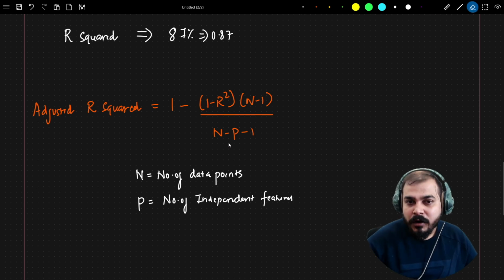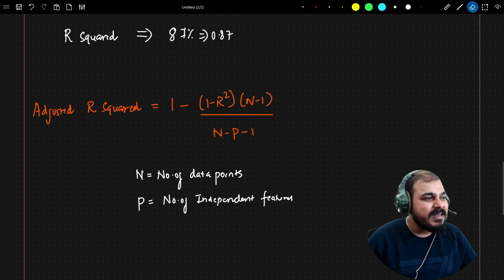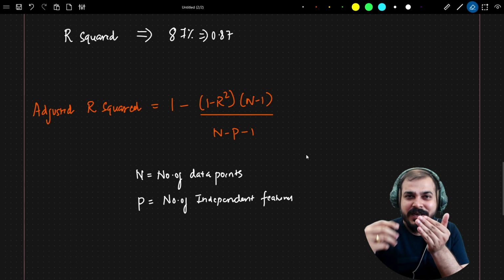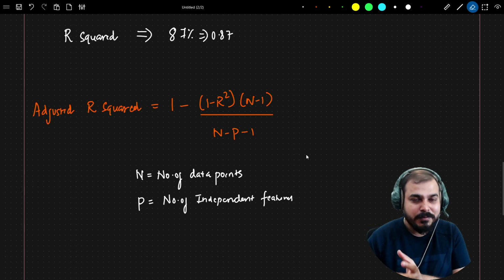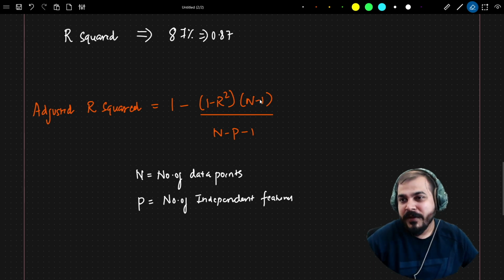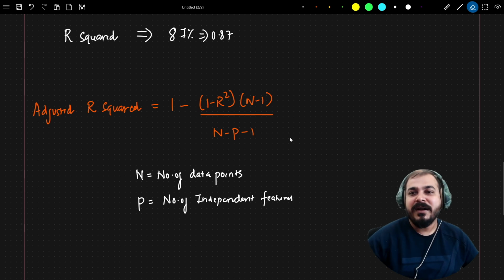Now, guys, whatever formula that we have written over here with respect to the adjusted R square, one amazing thing that you will be finding in this, and later on when we do the practical implementation, that thing will be clearly visible to you. So let me just note it down over here, and in the later stages in the practical part, I will try to show it to you. Now, N basically means number of data points. P basically means number of independent features.